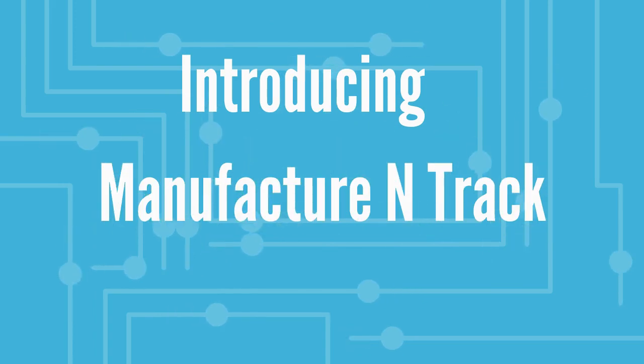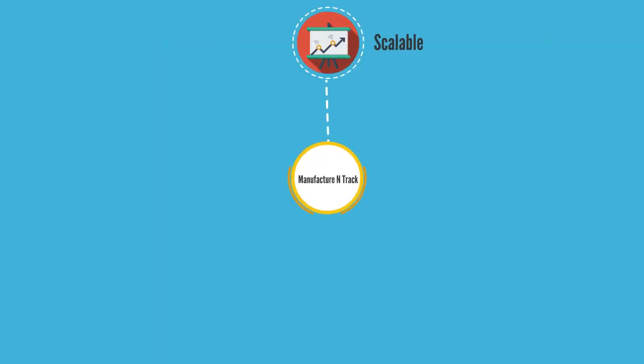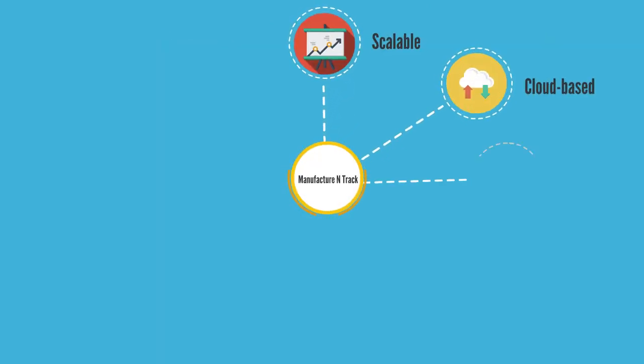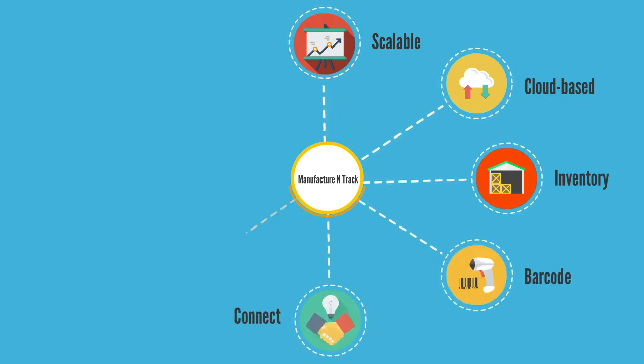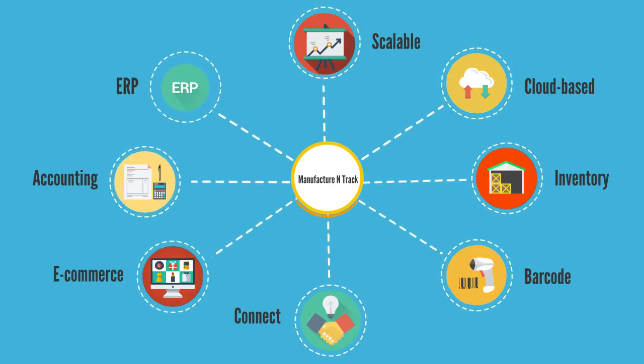Introducing Manufacture and Track. Manufacture and Track is a scalable cloud-based inventory management system. Combined with the Connect and Track API interface, it enables multi-channel integration to connect your marketplace, accounting, and ERP systems to help you achieve a seamless order fulfillment process.